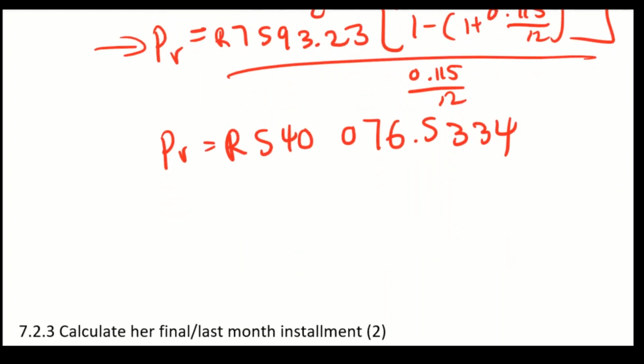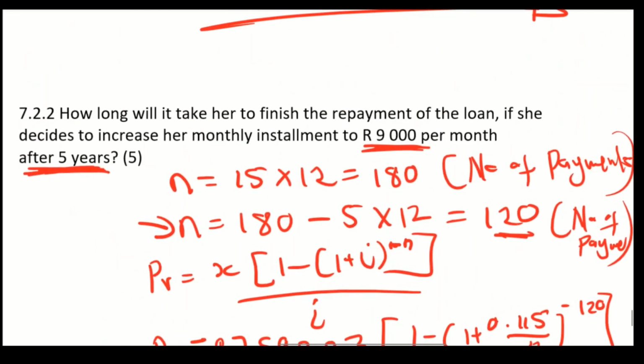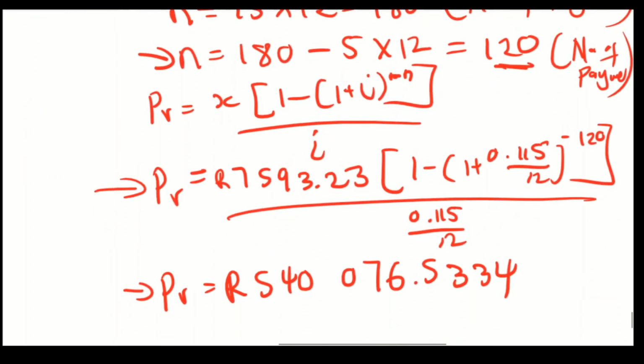Now, once you have your PV, you are going to find your n, right? Remember, the question says how long would it take for this person to finish paying the loan. So now that you know your PV, let me just remove everything that's above.